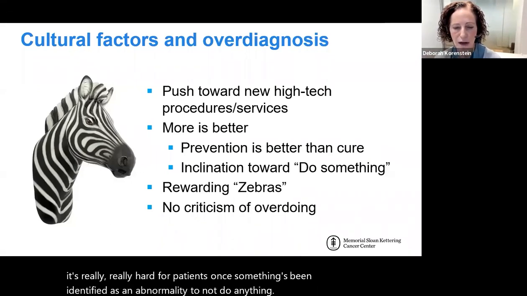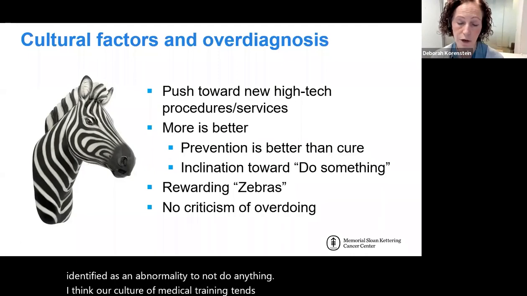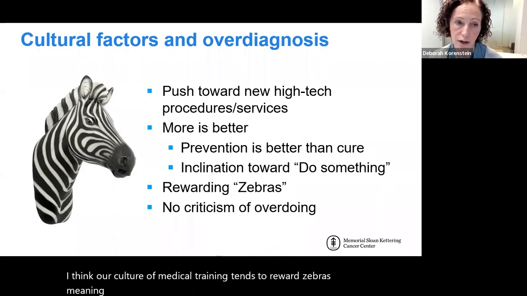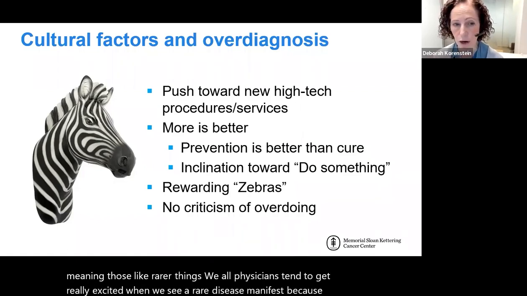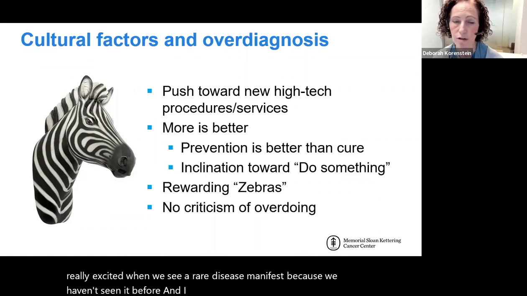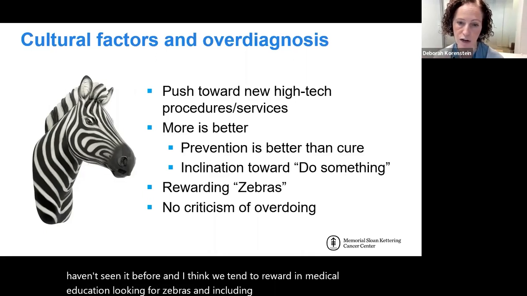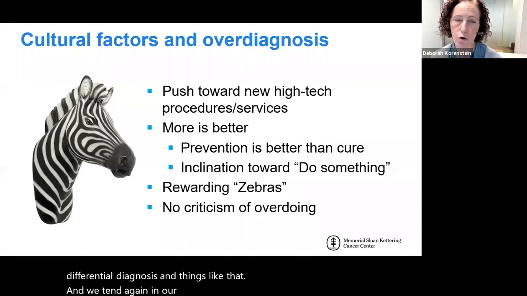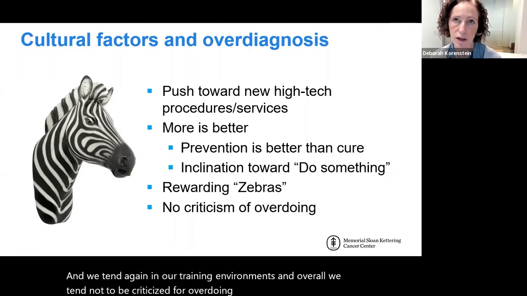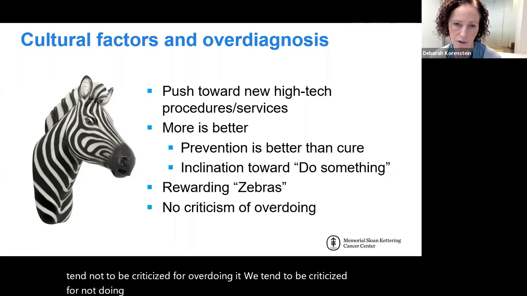I think our culture of medical training tends to reward zebras, meaning rarer things. Physicians tend to get really excited when we see a rare disease manifest because we haven't seen it before. And I think we tend to reward, in medical education, looking for zebras and including rare diseases on differential diagnoses and things like that. And we tend, again, in our training environments and overall, not to be criticized for overdoing it. We tend to be criticized for not doing something that somebody perceived as necessary. And I think this is particularly true for trainees.